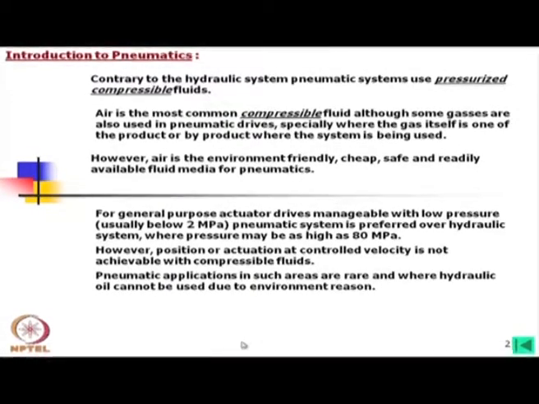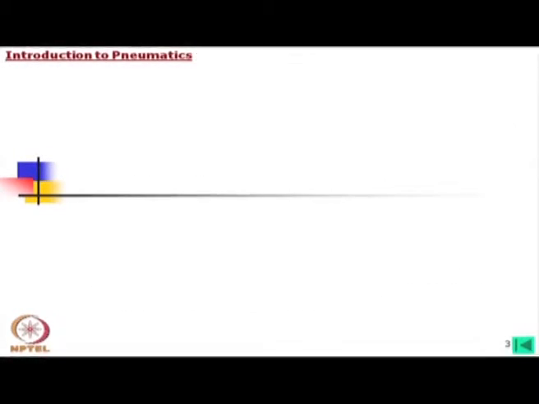Pneumatic applications in such areas are rare, and are used where hydraulic oil cannot be used due to environmental reasons. Actually, in some cases it is compromised where the hydraulic oil cannot be used due to environmental reasons, so it is better to go for pneumatic applications. Say, for example, in the case of the food processing industry. Also, less accurate performance is acceptable.